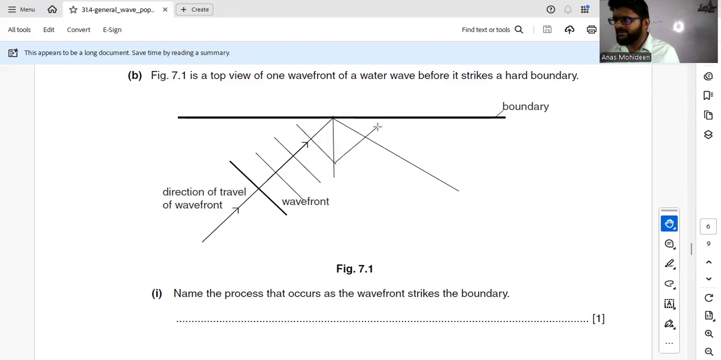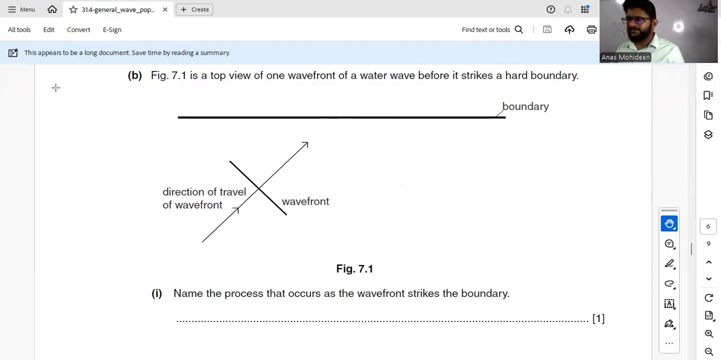The wavefront is going to be the same space. Wavefronts will have the same space between them, because there is no change in the wavelength. If the question asks you to draw it, this is how we have to draw. Okay. Fine.